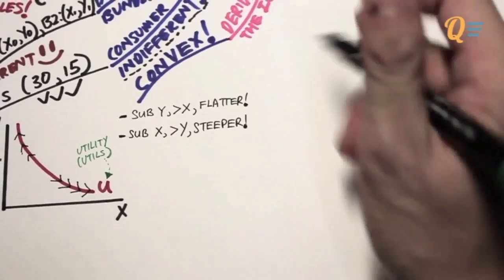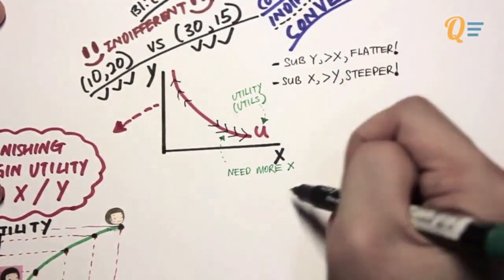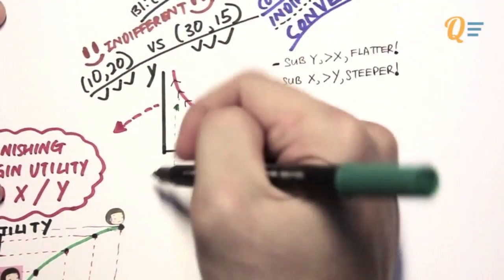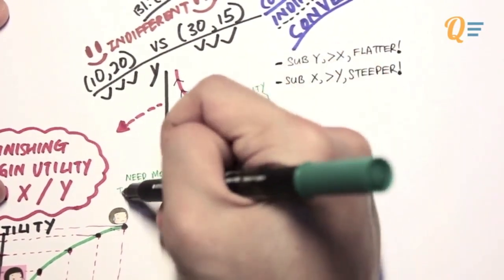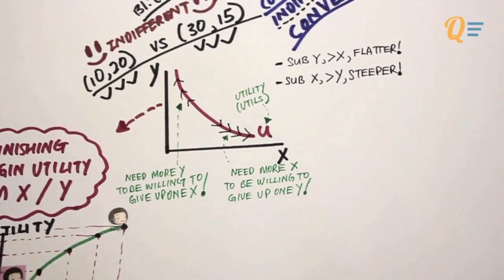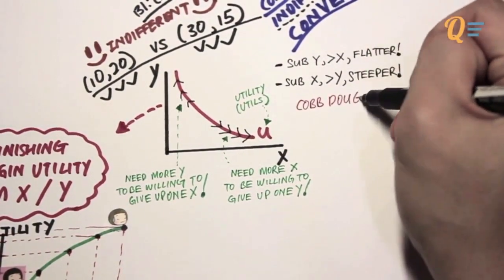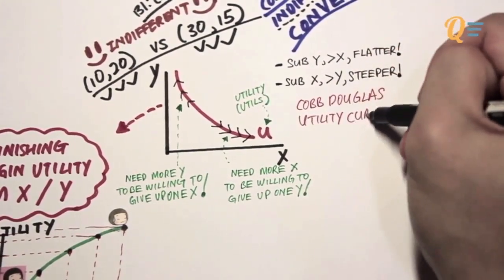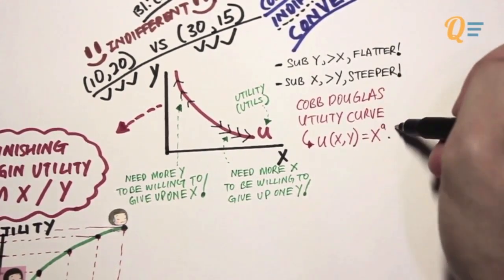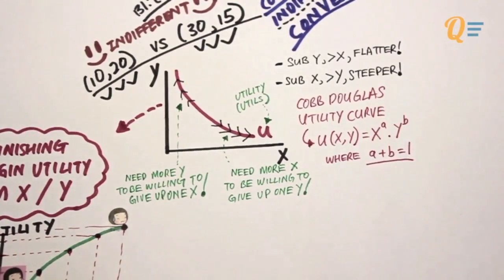To put this into simple layman's terms, what is happening here is that I need more x to be willing to give up 1 unit of y, and I also need more y to be willing to give up 1 unit of x. So what you see here is referred to as the Cobb-Douglas utility function, where utility is given by x to the power of a times y to the power of b, where a plus b must sum to 1.